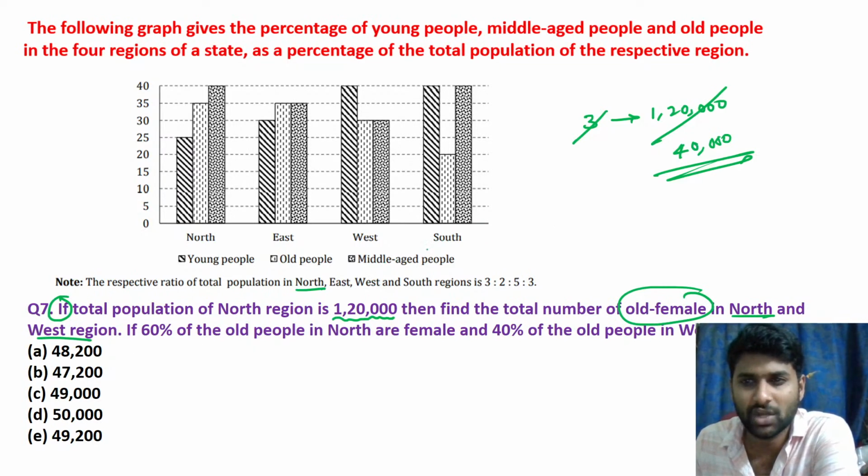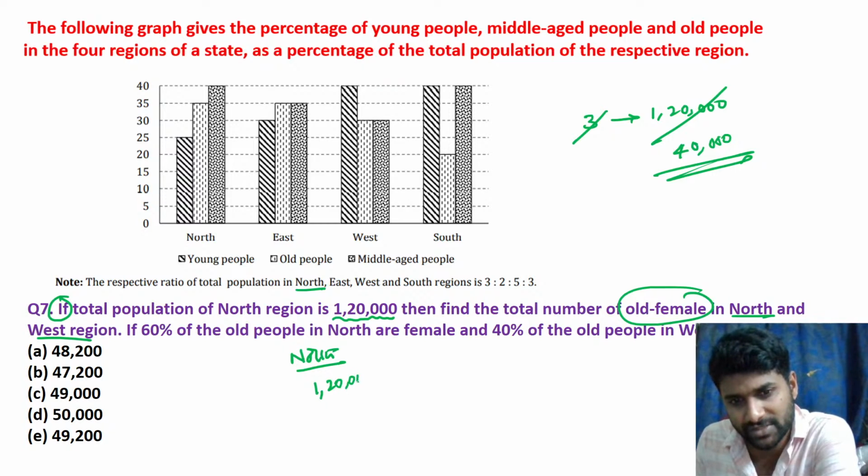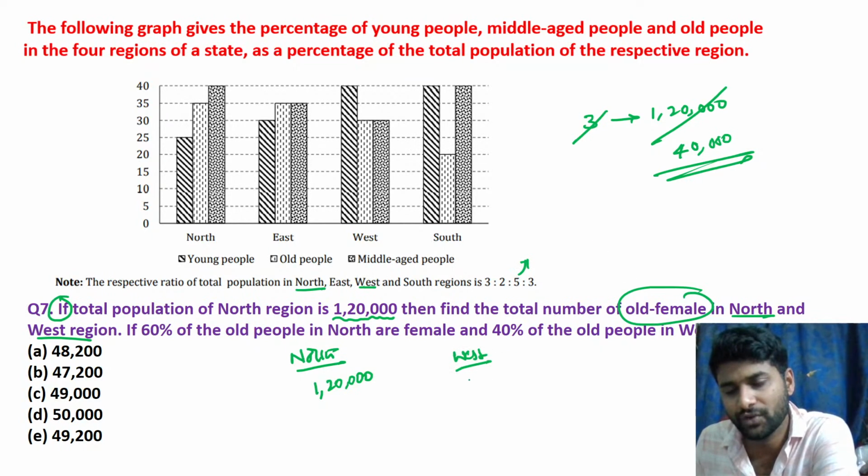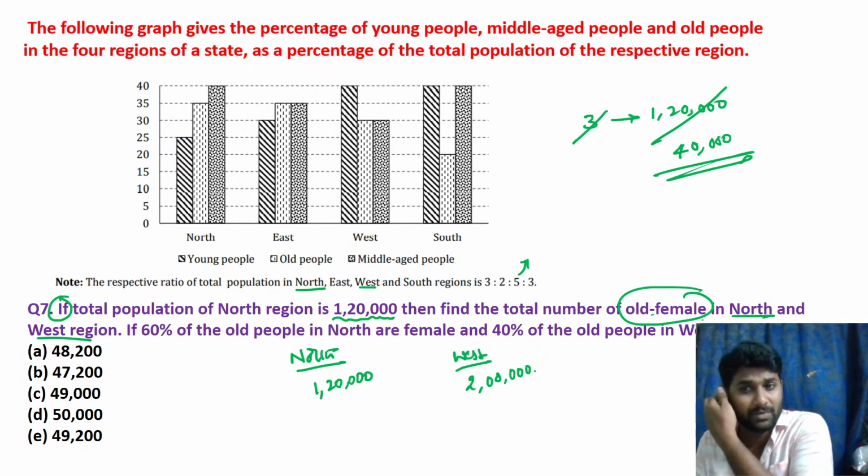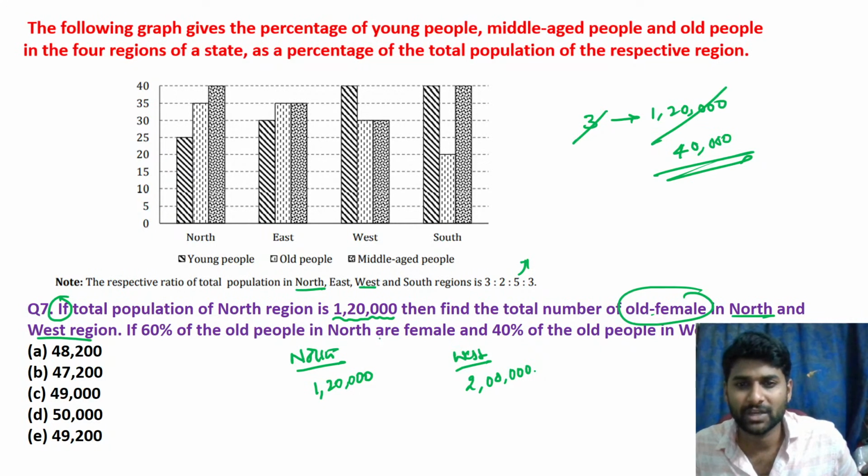See, first, the North region. I am taking the data here. North region we have 1,20,000 numbers. In the same way, for the West region, 5 into 40,000 is equal to 2,00,000. Now you have to identify the total number of old female in North and West region, and 60% of old people in North are female.